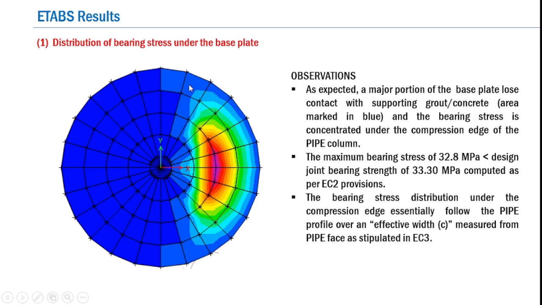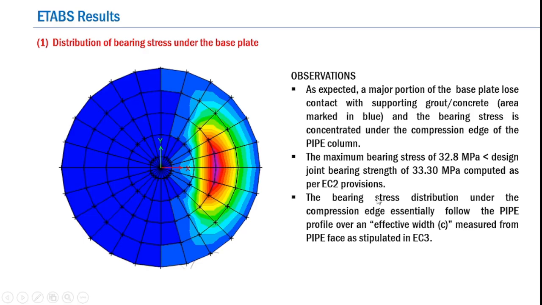So now let me provide some of the observations obtained from this plot. As expected, we find that a major portion of the base plate loses contact with the supporting grout or concrete, and this loss of contact is represented through the blue color. And we find that the bearing stress is concentrated under the compression edge of the pipe column, as shown over here on the right side. And the maximum bearing stress computed from the ETABS of 32.8 MPa is less than the design joint bearing strength of 33.3 MPa computed as per EC2 provisions.